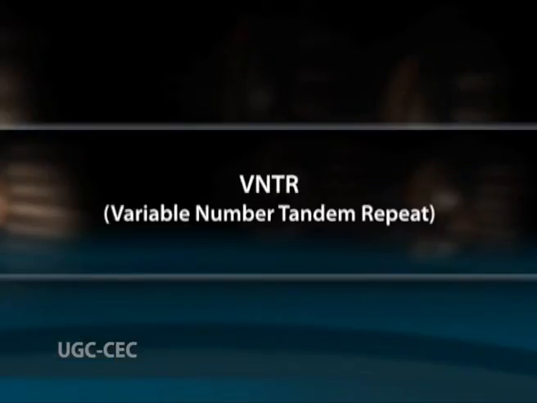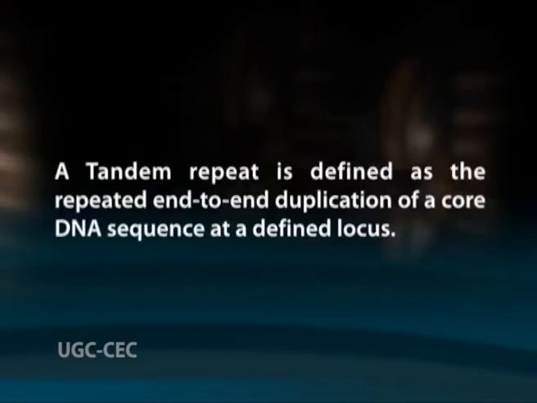Fifth one, variable number tandem repeats or VNTR. A tandem repeat is defined as the repeated end-to-end duplication of a core DNA sequence at a defined locus. These DNA segments are useful for identifying individuals for such purposes as linking a suspect to a crime scene because of their variation between individuals. These are the famed DNA fingerprints.